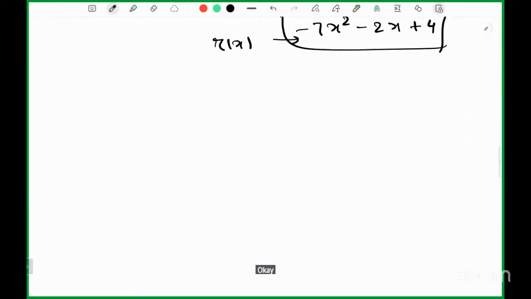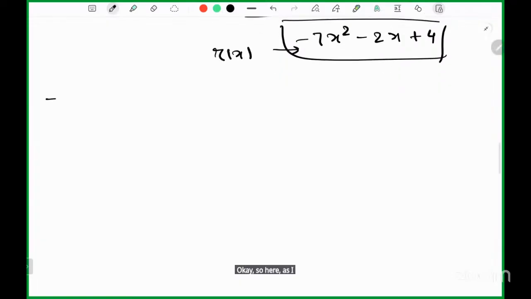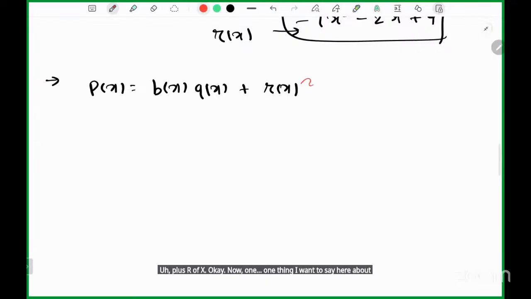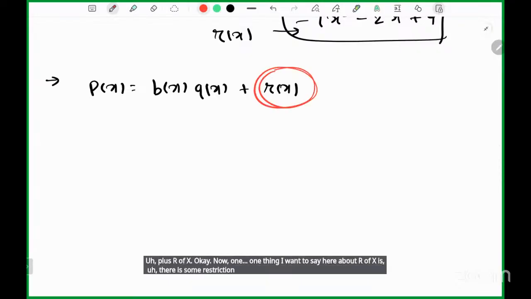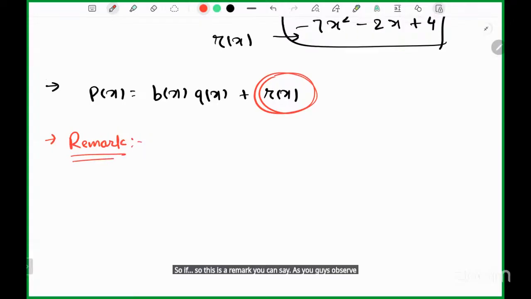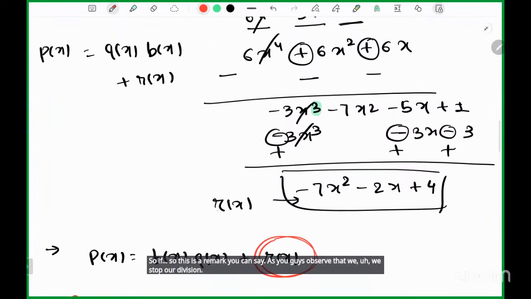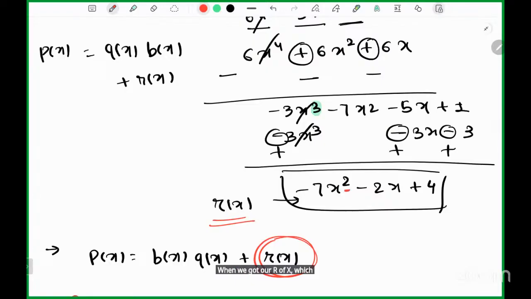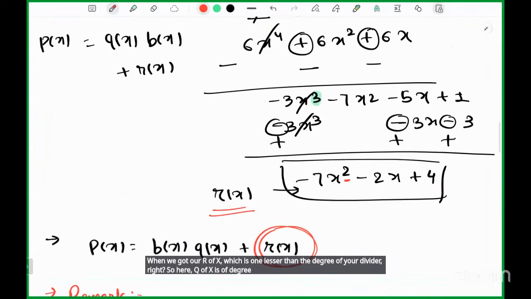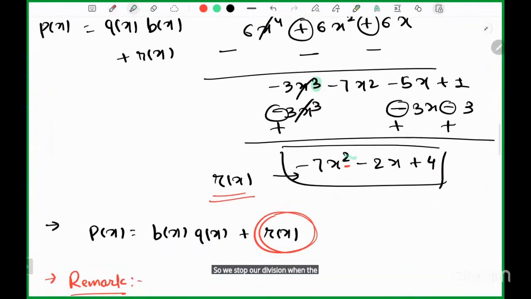Okay. So here, as I said, you can write P of x as D of x into Q of x plus R of x. Now, one thing I want to say about R of x is that there is a restriction over the degree of R of x. This is a remark. As you observed, we stop our division when we get an R of x whose degree is one less than the degree of the divisor, right? So here Q of x is of degree 3, so we stop our division when the degree of R of x becomes 2, right?